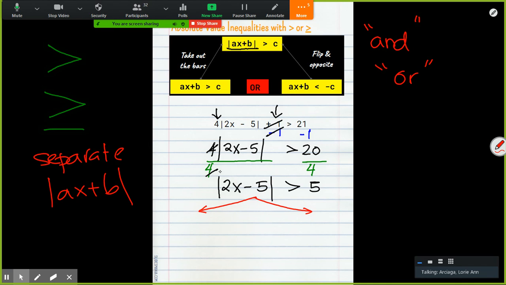All right, here we go. So now that the absolute value expression is separated, we have to take out the bars. So 2x minus 5, thanks, William, 2x minus 5 greater than 5. All right. Okay, and then the other portion, what do we have to do? We copy the same thing again, but the other 5 turns to negative. So when we turn something to negative, we flip this one. So that's going to be less than.